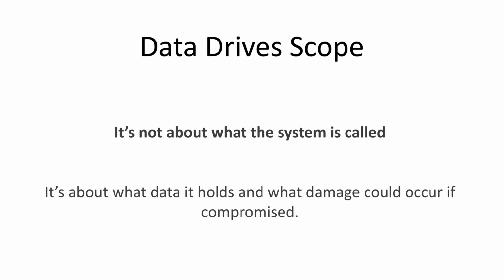In IRAP, scope isn't based on the system name. It's based on the data. What is stored, processed, or transmitted? And what's the impact if that data is compromised?